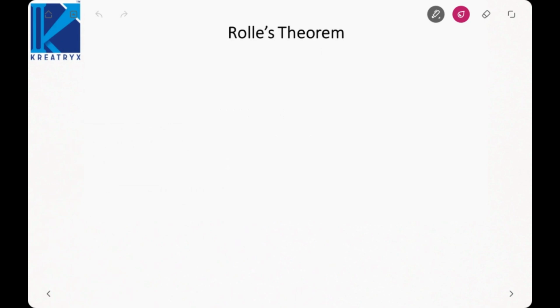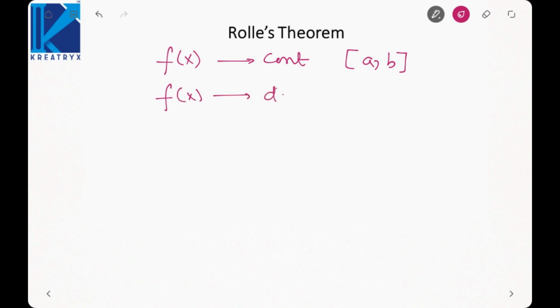Next we come to the concept called the mean value theorem. So in the mean value theorem, we first of all face Rolle's theorem. What does Rolle's theorem state? It states that the first condition is f(x) is continuous in the closed interval a to b. Then f(x) is differentiable in the open interval a to b. Then the next condition is f(a) equal to f(b).